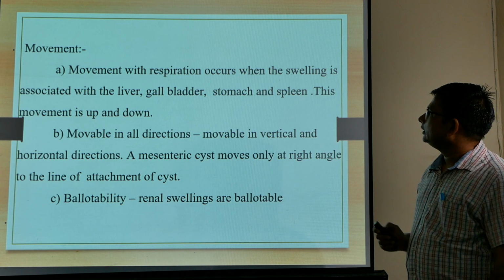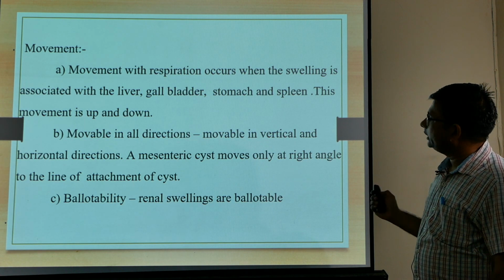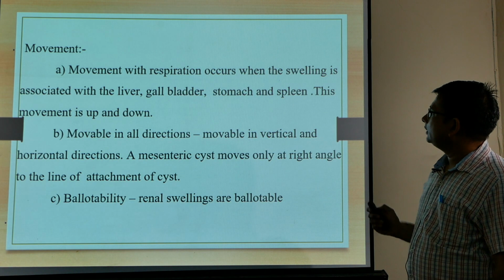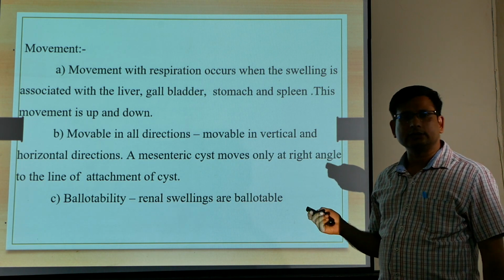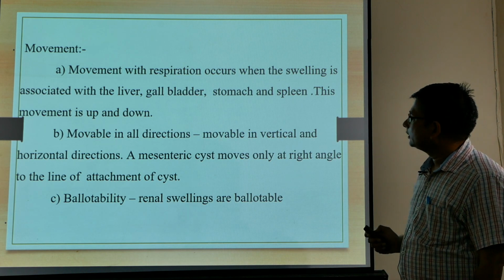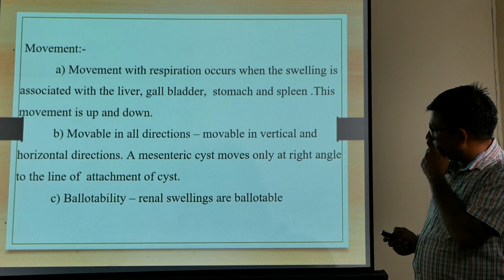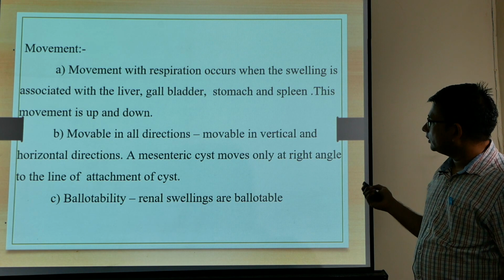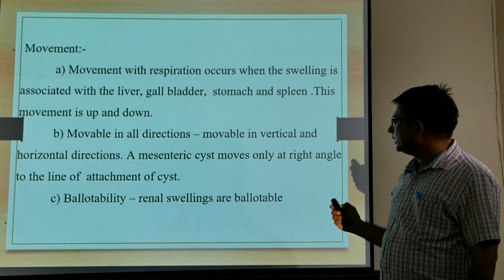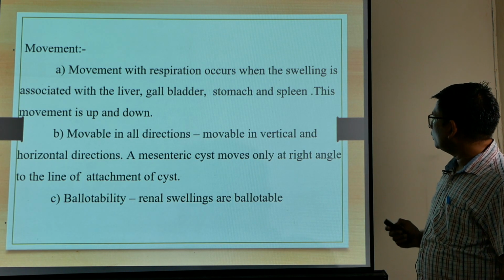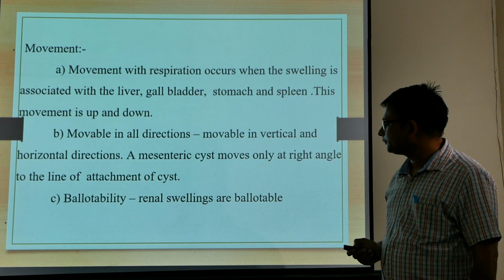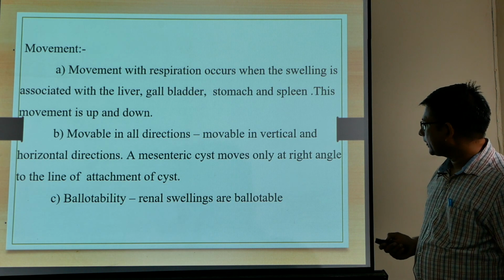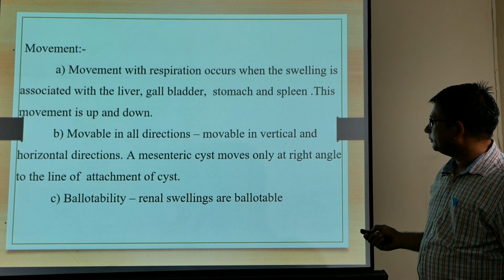Now movement. Movement with respiration occurs when the swelling is associated with the liver, gallbladder, stomach and spleen. This movement is up and down. Is the swelling movable in all directions, or movable in vertical or horizontal directions? A mesenteric cyst moves only at right angles to the line of attachment of the cyst. Then ballotability. The renal swellings are ballotable.